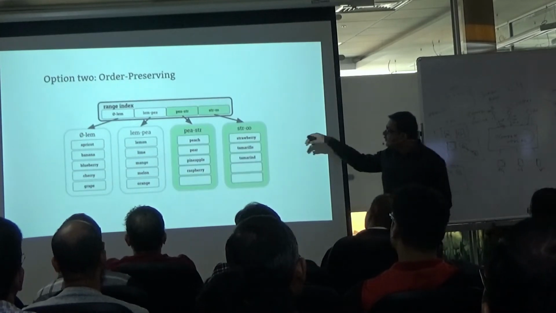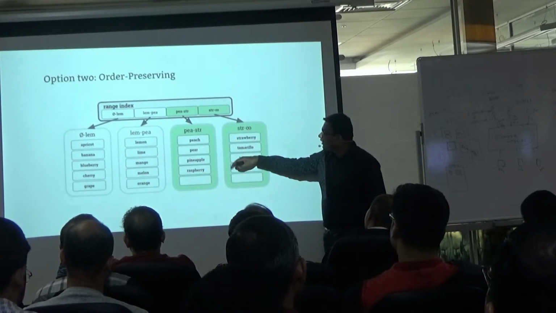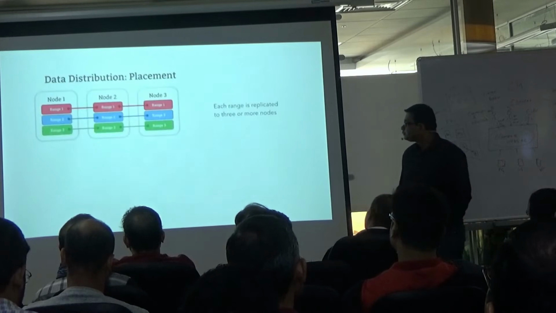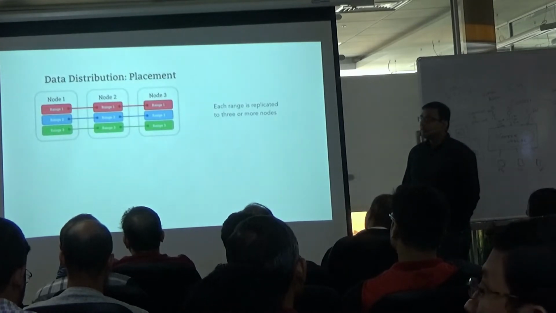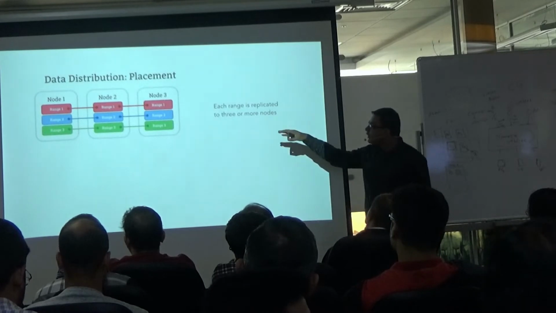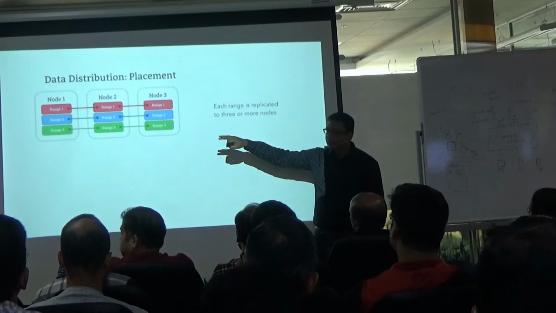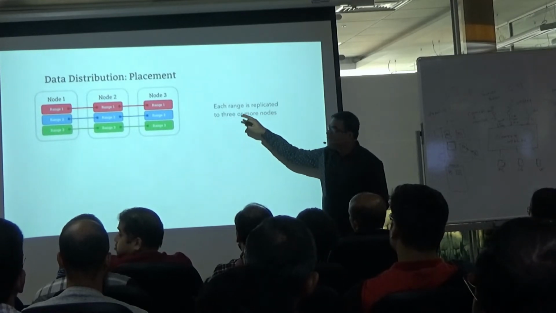And if I have to partition, then I can partition as well. So I have to partition a range index and I have to partition over there. And then they do replication as well. So a particular range is actually located on multiple nodes. So the same range would actually be on multiple nodes.